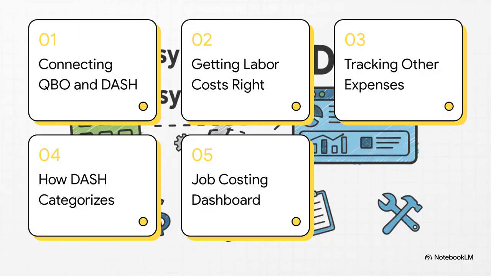So here's our roadmap. We've got 5 stops on our journey today. We'll start with the basic connection, then we'll dive into the really tricky stuff like labor and all your other expenses. After that, we'll pull back the curtain on the clever way Dash categorizes everything, and then, the best part, we'll see it all come together on the job costing dashboard.